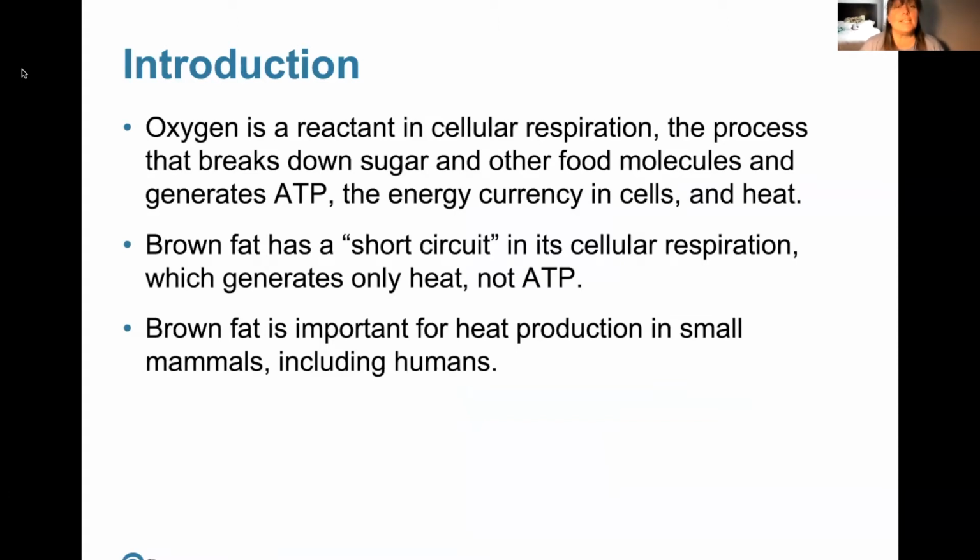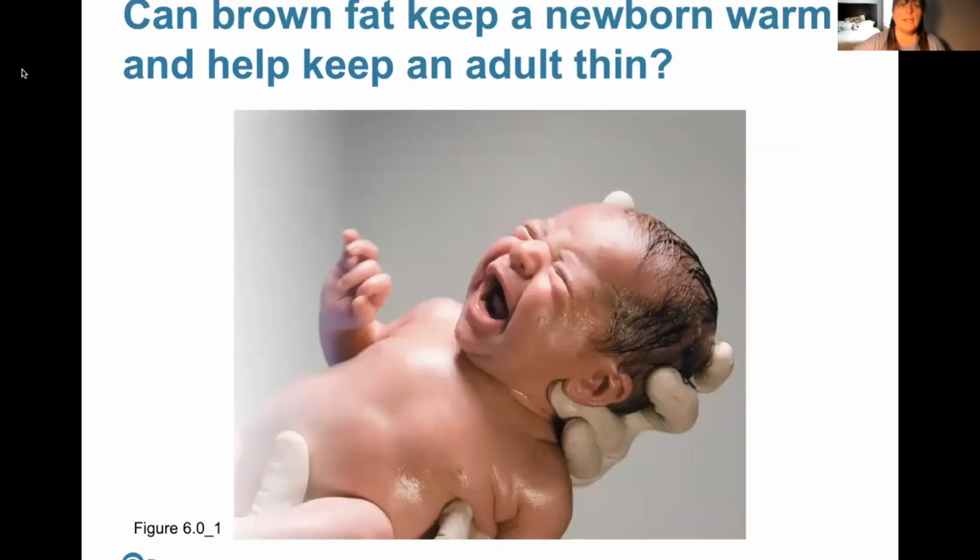It's the basics, letting you know that oxygen is part of what makes everything happen. It's a reactant for cellular respiration. Generates ATP. ATP is energy. Talking about brown fat, that's a short circuit in cellular respiration that generates only heat, not energy. And brown fat is important for heat production in small mammals, including humans. So cute, I love the babies. Can brown fat keep a newborn warm and help keep an adult thin? Well, that's part of what we're going to talk about, sort of.